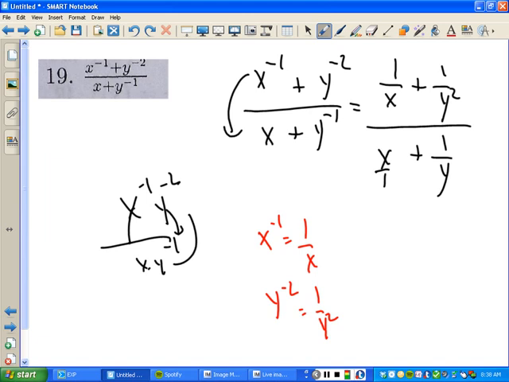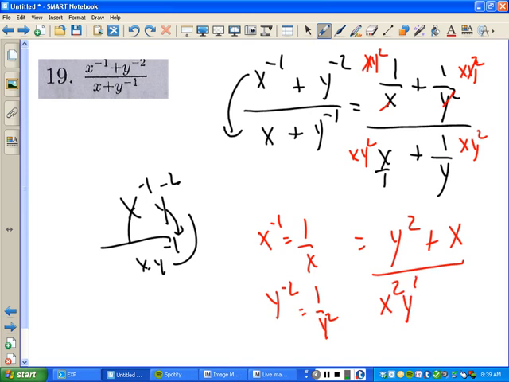Now, your common denominator is xy squared. So we're going to go xy squared here, xy squared here, xy squared here, xy squared here. And what you're going to get is the x and the x cancel. Y squared plus y squared cancel, you get x over x squared y squared plus xy. At that point, you'll stop because that's as far as it will go.